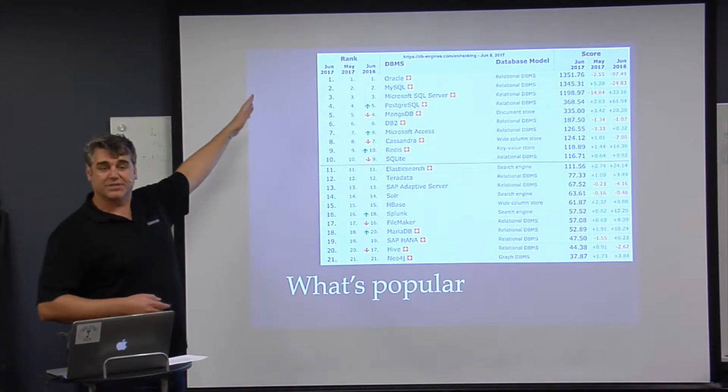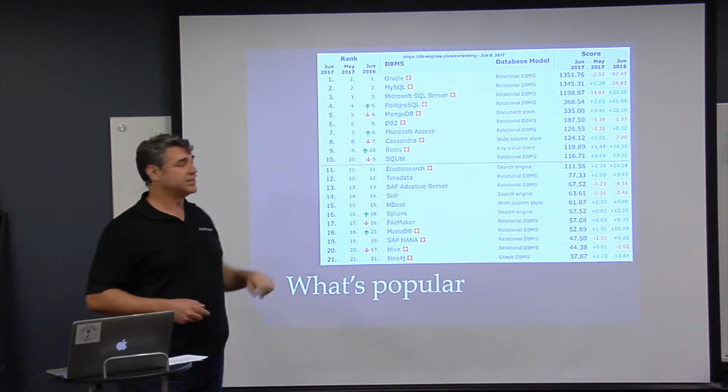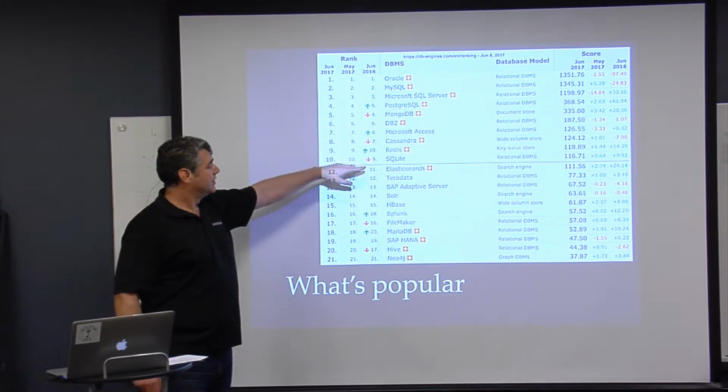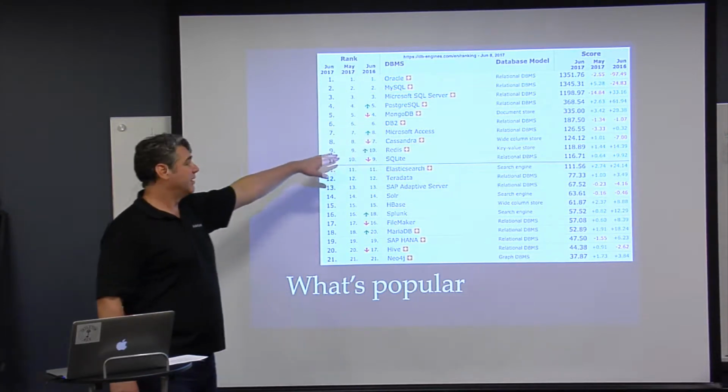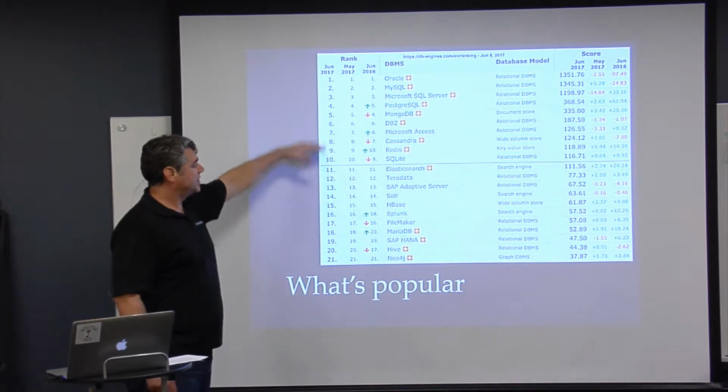And as you can see, they do give from last year to this year, from last month to this month. And Oracle is at the top. In fact, out of the top 10, most of them are relational databases. You have MongoDB, which is a document store. You have Cassandra, that's a big wide column. And Redis, a key value store. So those are your top 10.